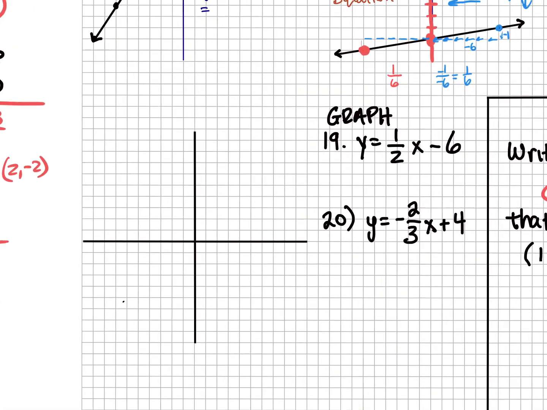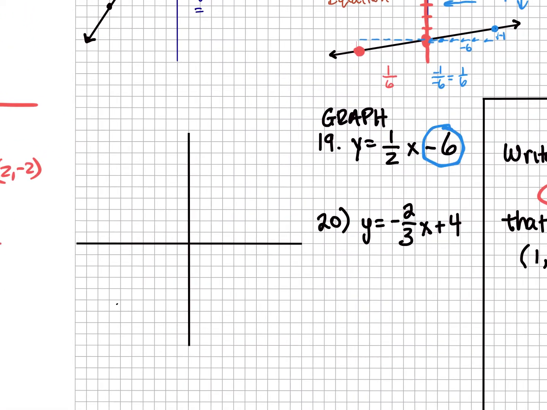Finally, graph these ones. Okay, I'm going to start at negative 6, negative 1, negative 2, negative 3, negative 4, negative 5, negative 6. And I'm going to go up 1 over 2, up 1 over 2, up 1 over 2, up 1 over 2. There's my line. This one, 20, I'm going to start at positive 4, 1, 2, 3, 4. And I'm going to go down 2 over 3. Down 2, but get bigger 3. When I move sideways, I still have to move to the positive side. So notice they're going in different directions. The negative one goes down to the right, and the positive one goes up and to the right.